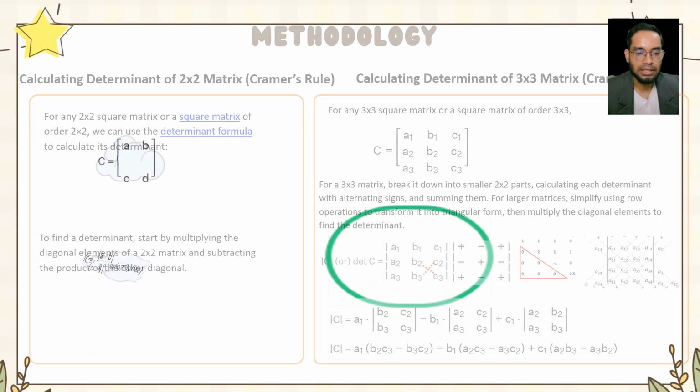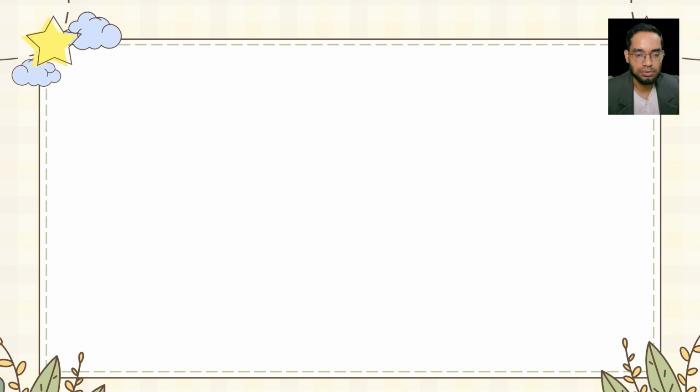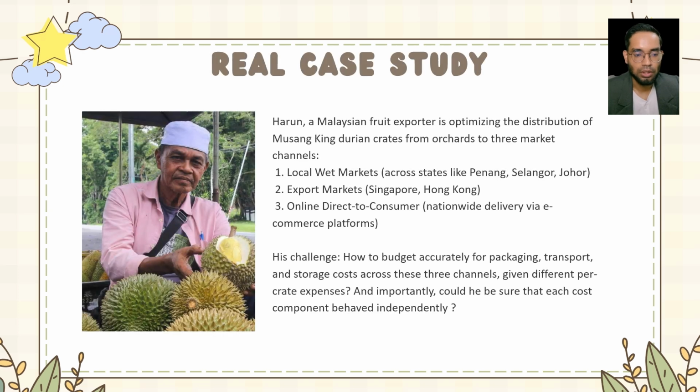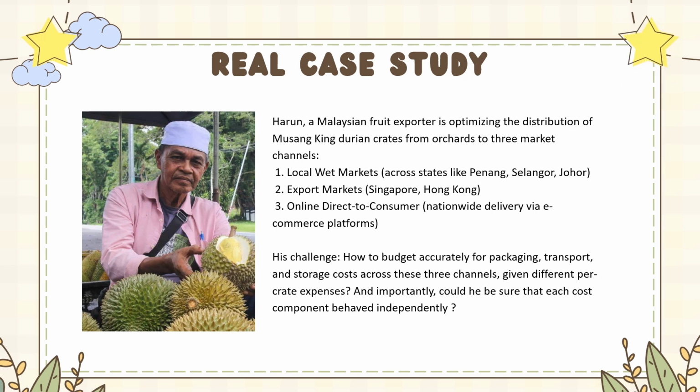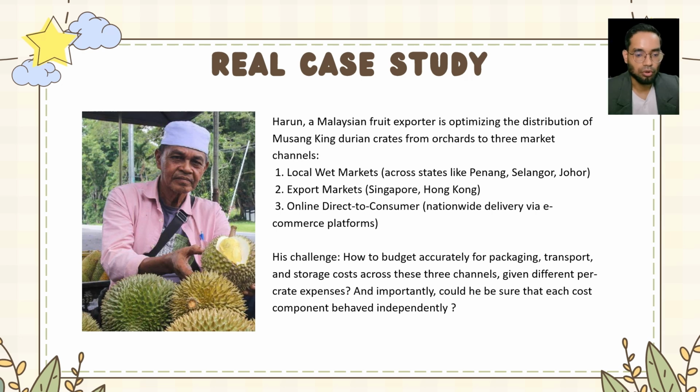So we are entering the interesting part of this session, which is the real case study. Over here is a person named Harun. He's a Malaysian fruit exporter optimizing the distribution of his Musang King durian from his orchards to three market channels. First, local wet markets across Penang, Selangor and Johor. Second, export markets for international destinations such as Singapore or Hong Kong. And the third one is online direct to customer, via e-commerce platforms like Shopee.